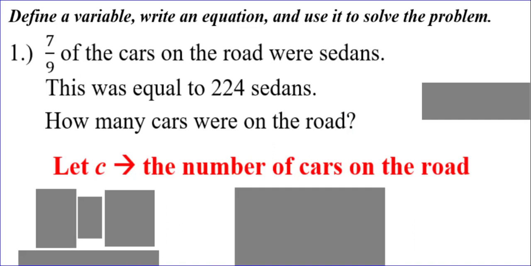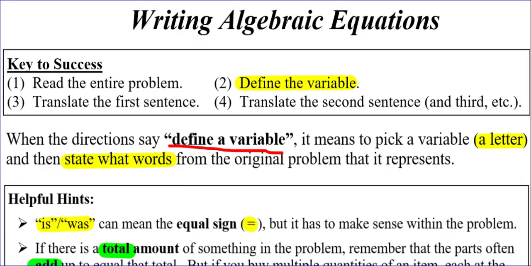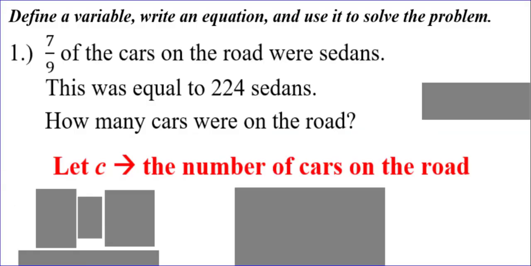Now, since we have read the entire problem and we have defined our variable, as the key to success at the top of the page says, we're now going to go back and we're going to translate piece by piece, starting with the first sentence. If there's more than one sentence, then we'll obviously do the other sentences as well and translate. And our goal is to be able to take the words and the numbers in the problem and translate piece by piece to get our equation.